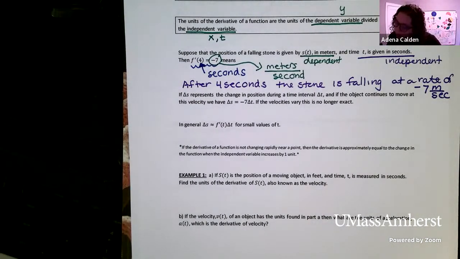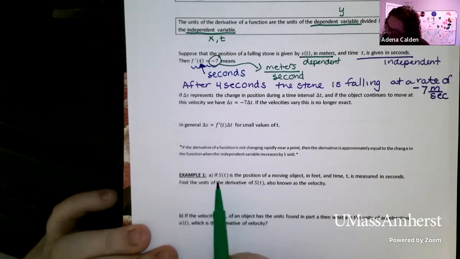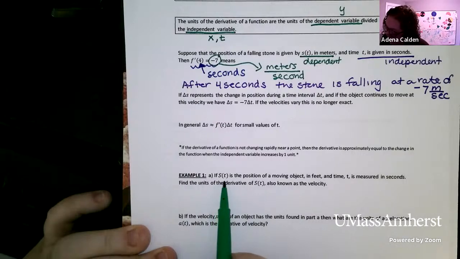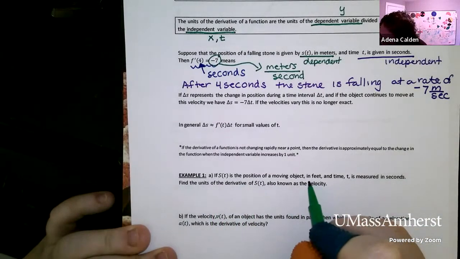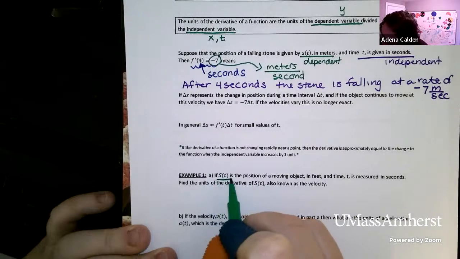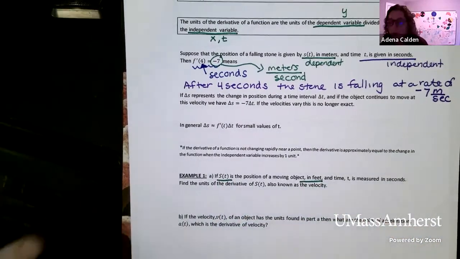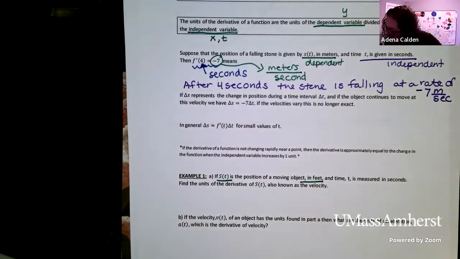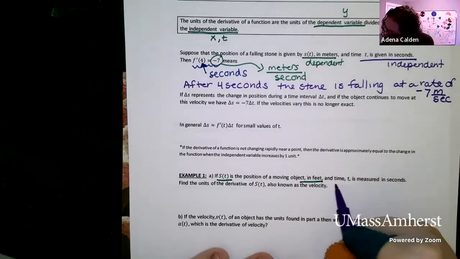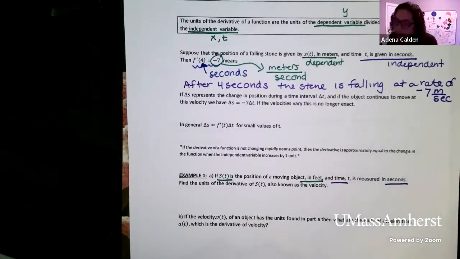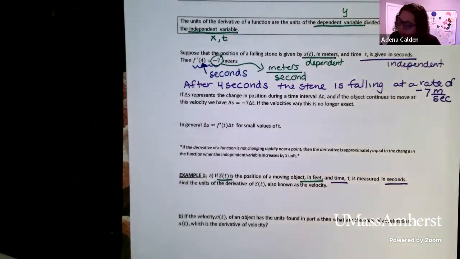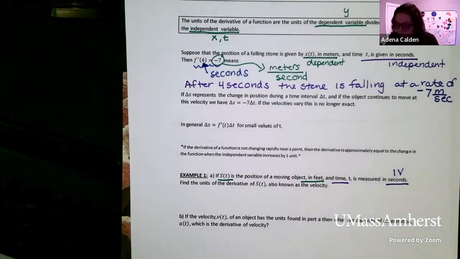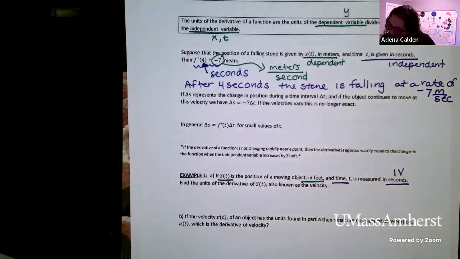All right. So here for example 1, we have this position function, which we're calling s of t, where this function s of t is in feet. So the dependent variable is going to be in feet, and the time t is going to be in seconds. Since it's s of t, t is our independent value, and feet is our dependent value.